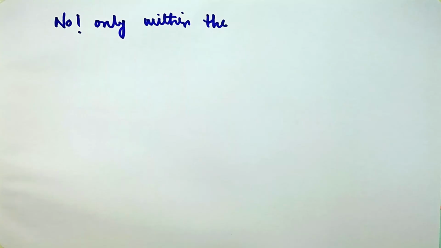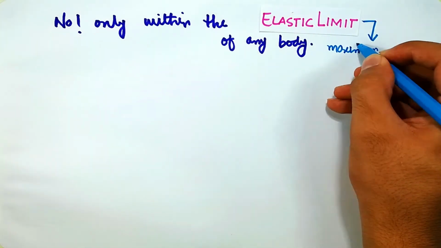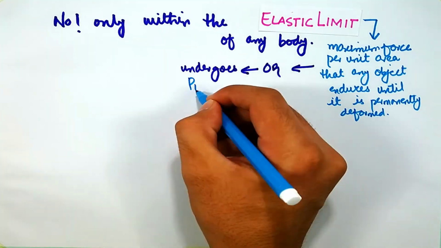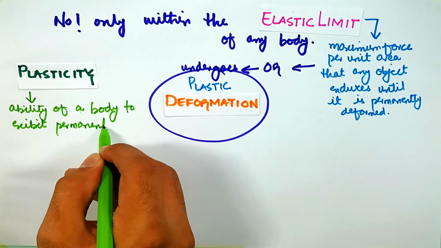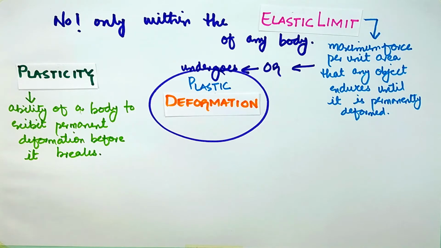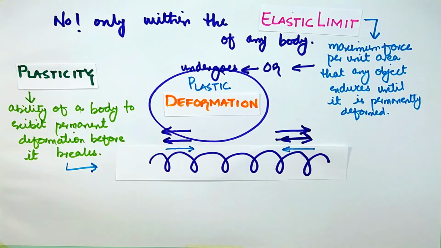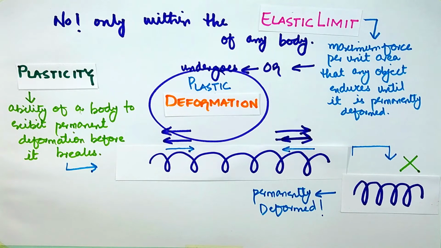They only exhibit elasticity within the elastic limit, where the elastic limit is the maximum force per unit area that any object endures before any permanent deformation or plastic deformation. Plasticity, on the other hand, is the ability of the body to exhibit permanent deformation before it breaks. For example, when too much force is applied on the spring, it undergoes plastic deformation, which means that it will not return to its original position and it will be permanently deformed.